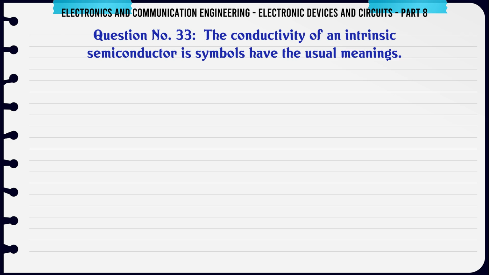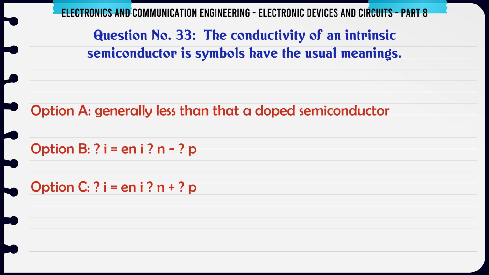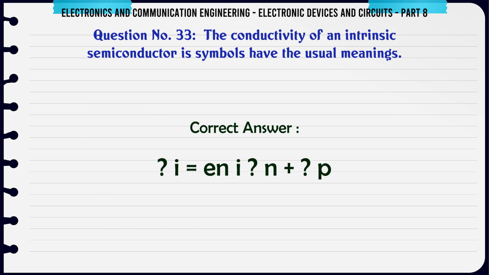The conductivity of an intrinsic semiconductor is, symbols have the usual meanings, A. Generally less than that of a doped semiconductor. B. ni(μn+μp)e, C. ni(μn+μp)e, D. ni(μn+μp)e. The correct answer is ni(μn+μp)e.